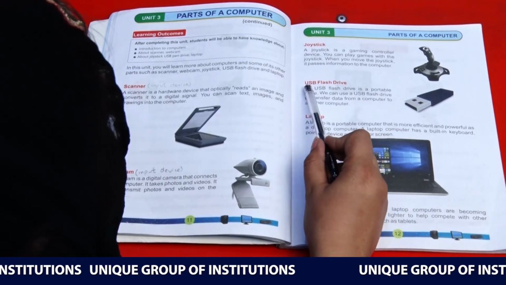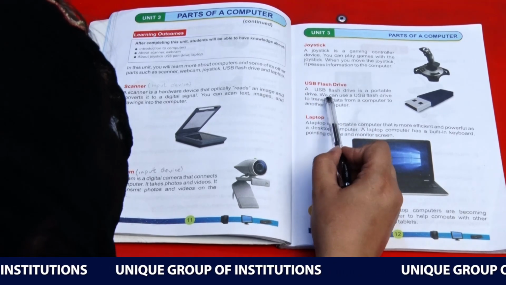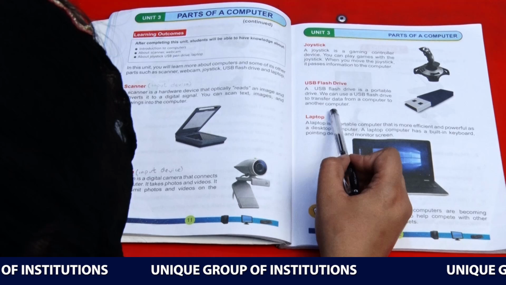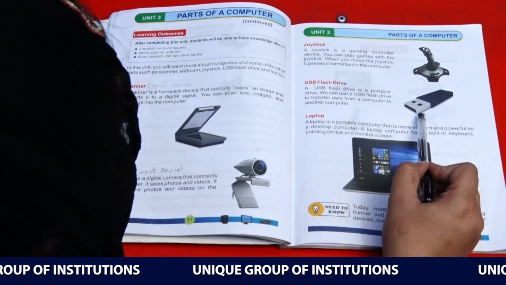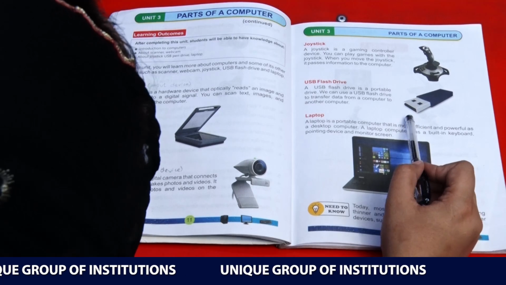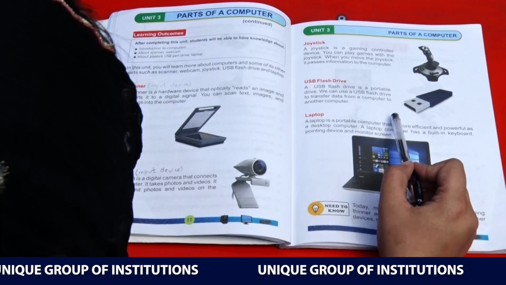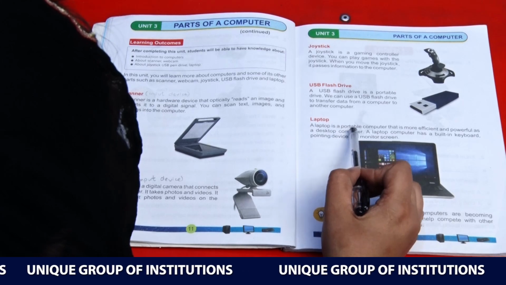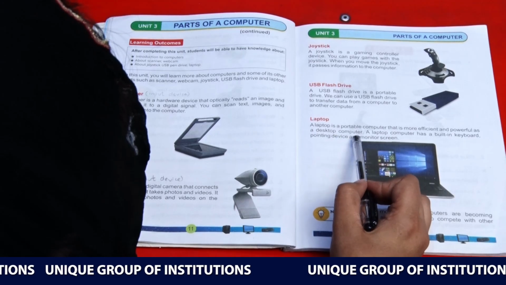Next device is USB flash drive. A USB flash drive is a portable drive. We can use a USB flash drive to transfer data from a computer to another computer. As you can see in the picture, this device is used to transfer data that can be in the form of pictures, text, documents, anything from one computer to another computer.